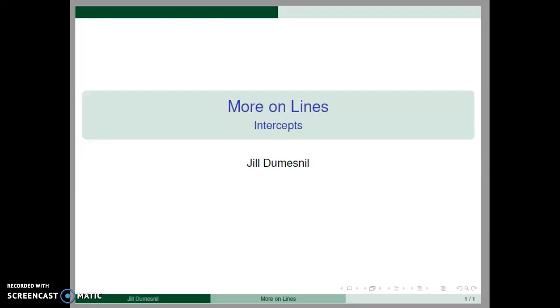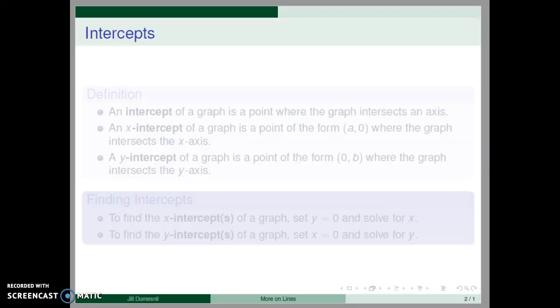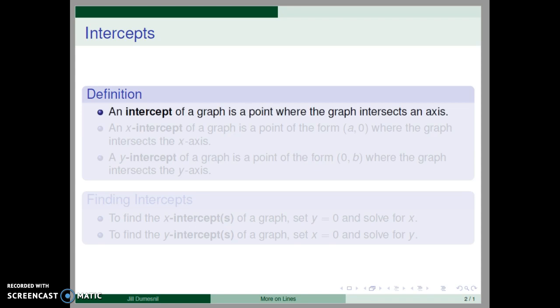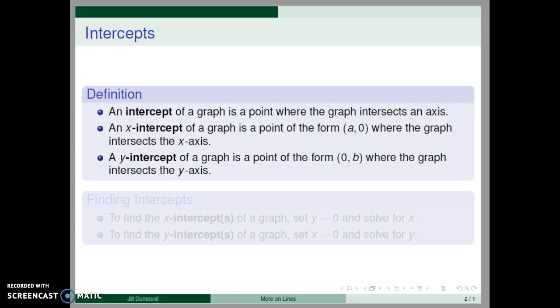Two important points on a line are the intercepts of the line. First, let's start by defining what we mean by intercept. In general, an intercept of a graph is a point where the graph intersects an axis. An x-intercept is a point of the form (a, 0) at which the graph intersects the x-axis. A y-intercept is a point of the form (0, b) at which the graph intersects the y-axis.